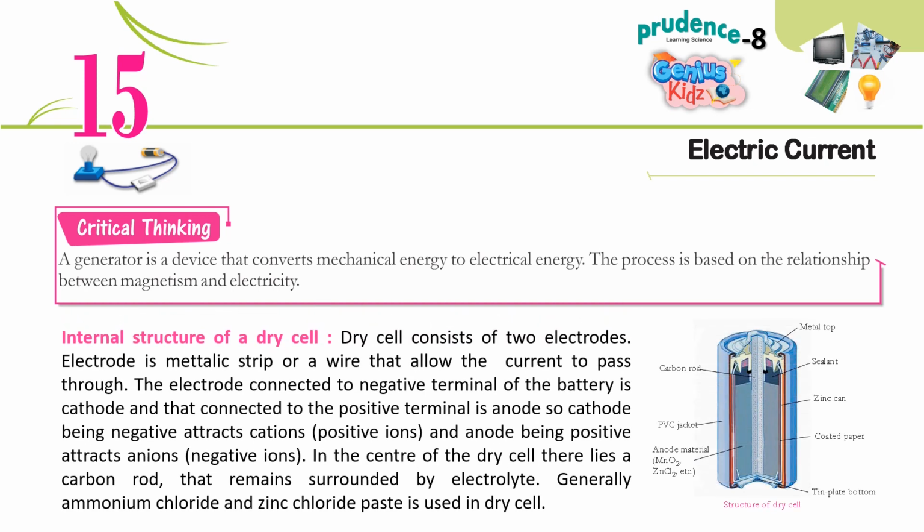Internal structure of a dry cell. Dry cell consists of two electrodes. Electrode is a metallic strip or a wire that allows the current to pass through. The electrode connected to the negative terminal of the battery is the cathode, and that connected to the positive terminal is the anode. So the cathode, being negative, attracts cations, positive ions, and the anode, being positive, attracts anions, negative ions. In the center of the dry cell there lies a carbon rod that remains surrounded by electrolyte. Generally, ammonium chloride and zinc chloride paste is used in a dry cell.